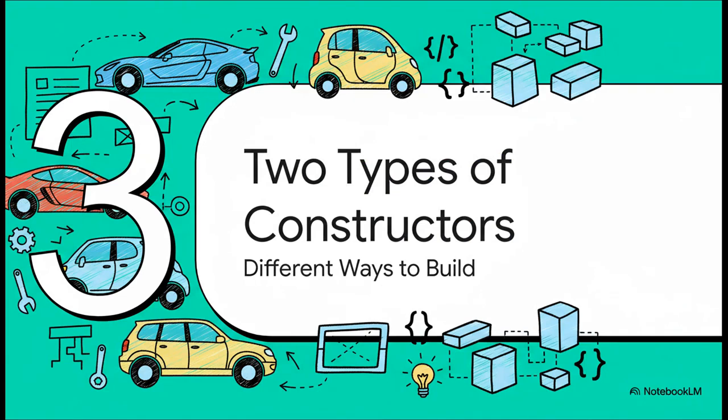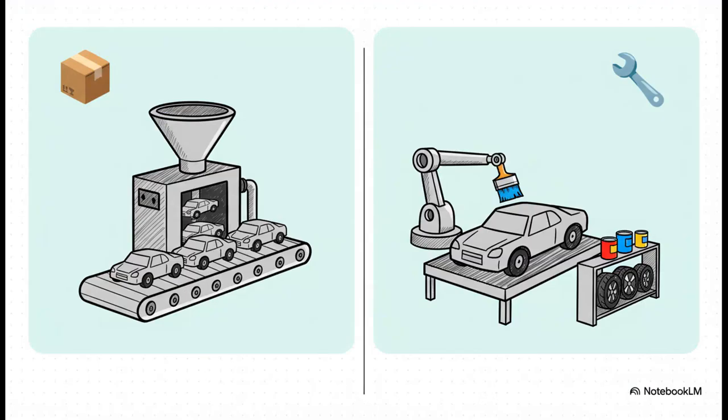But it turns out, not all constructors work the same way. Just like there are different manufacturing processes for different products, there are different types of constructors for different coding needs. We really have two main types. On the left, you've got the default constructor. This one takes no arguments and just builds a generic, standard issue object every time. On the right, you have the parameterized constructor, which is what we just used for our car. It accepts inputs, letting us customize each object as it's built. The choice is a classic trade-off. Do you need simplicity or do you need control?